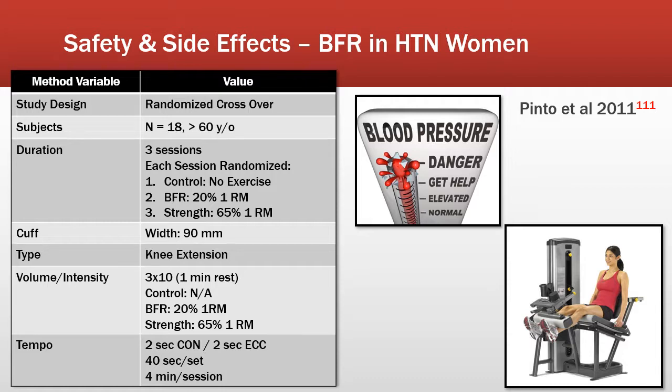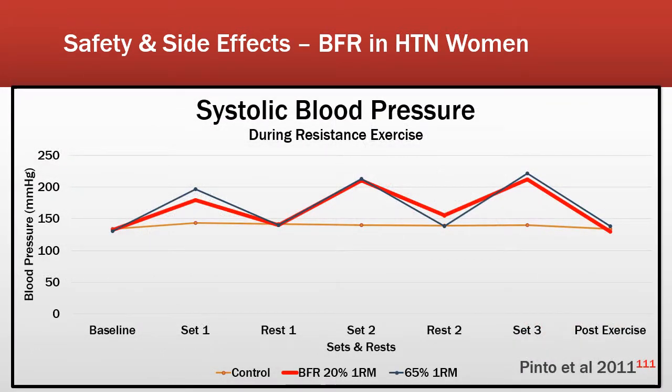Knee extension was the simple exercise that was used. The volume, 3 times 10, 1 minute rest. Controls obviously did nothing. And then you can see the parameters there. The tempo was standardized, and so actually show that BFR at 20% 1RM is comparable to people with hypertension actually doing resistance training at 65% 1RM, which is the baseline minimum that you need, according to the research, to actually create a hypertrophy and strength effect.